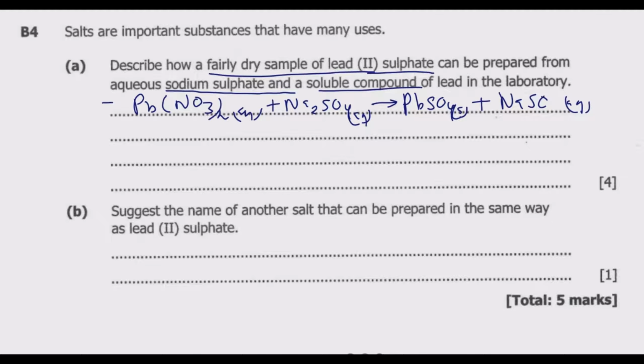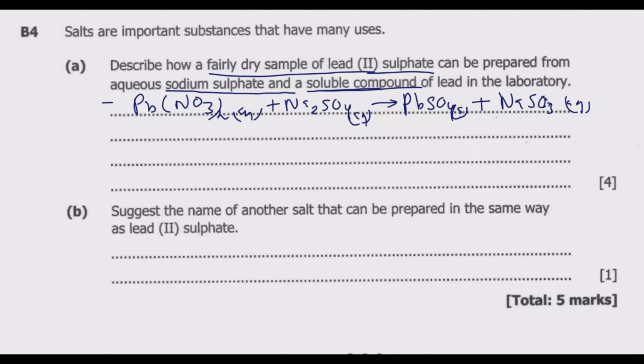So what is happening in this case is we are getting a double displacement reaction. That is the reaction that we are getting. So this is the first step: identify the soluble compound, which is lead nitrate, as the only soluble salt of lead.